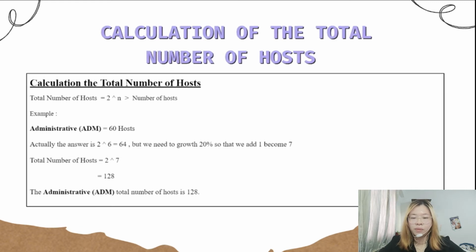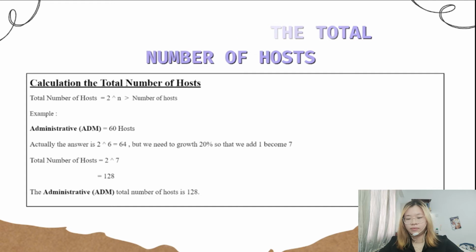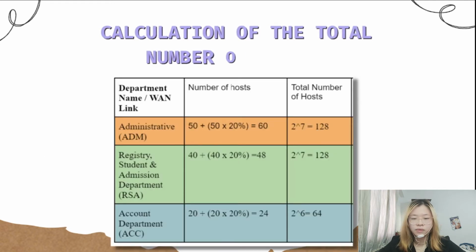Next, I will talk about the calculations of the total number of hosts. The formula is that the total number of hosts is 2 to the power of n, more than the number of hosts. For example, administrative is 60 hosts. The answer is actually 2 to the power of 6, equal to 64, but we need to account for the 20% growth, so we add 1 and it becomes 7. So the total number of hosts is 2 to the power of 7, equal to 128. So for administrative, the total number of hosts is 128. This is all the calculation of the total number of hosts.